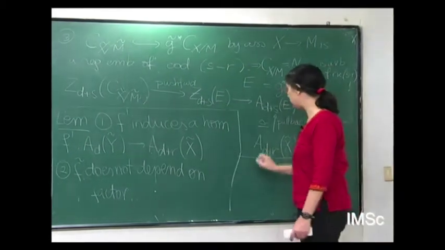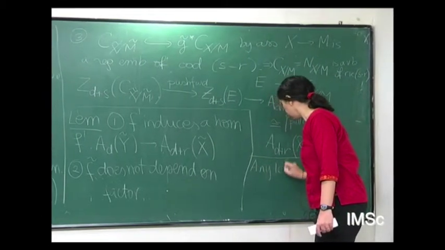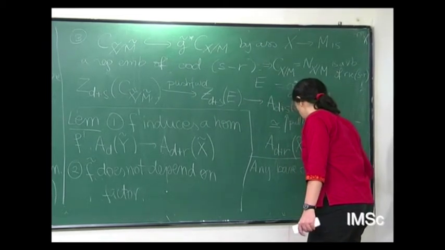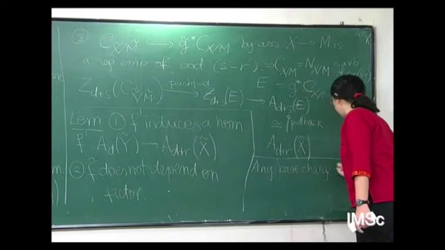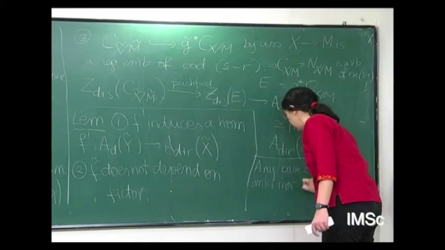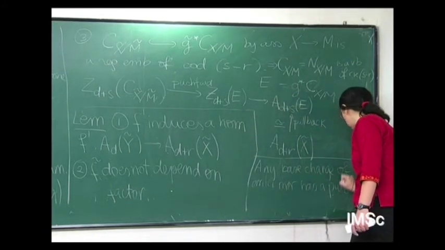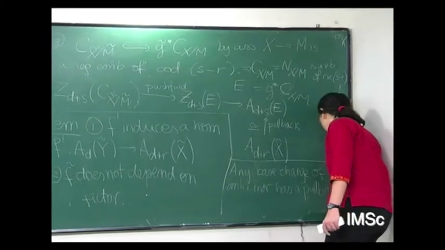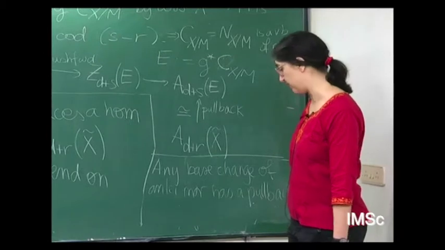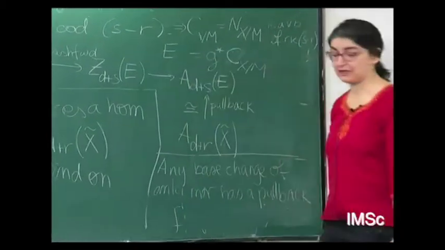that any base change of an LCI morphism has a pullback. And this pullback is called the refined Gysin pullback in the case of a regular embedding, and in general it's just called f upper shriek.